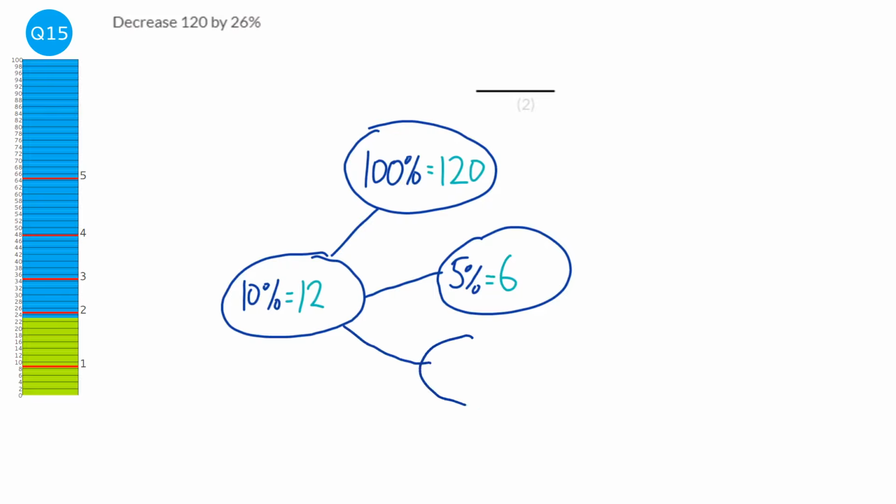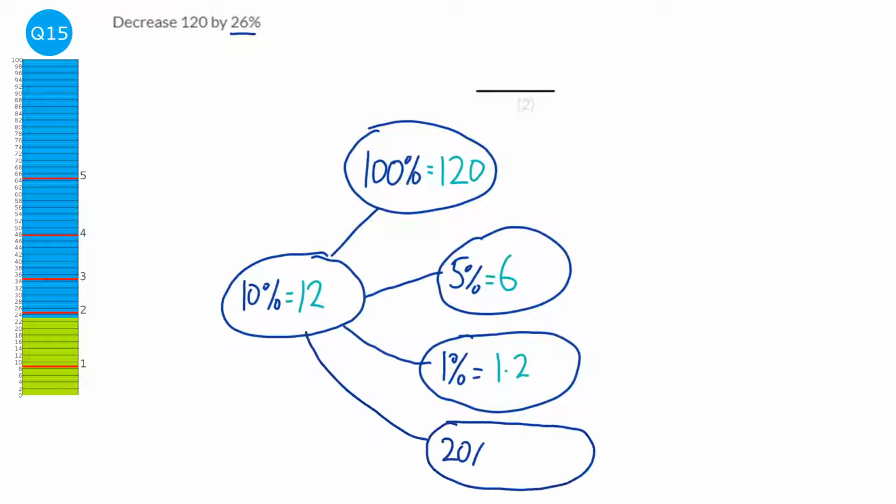We could do with 1% as well. And we're trying to get to 26%, so we'll do 1%. So dividing the 10% by 10 again, 1.2. And we could do with 20%, and 20% just means we're going to double the 10%. So double 12 will be 24. So to work out 26%, we need to add these together to get to 26. So we're going to add these numbers here together. Okay, so we've got a 6, a 1.2, and a 24.